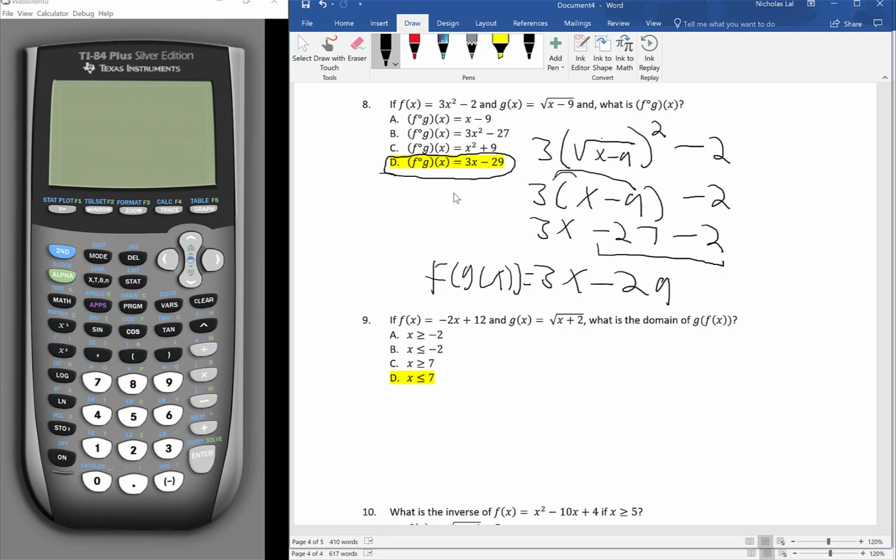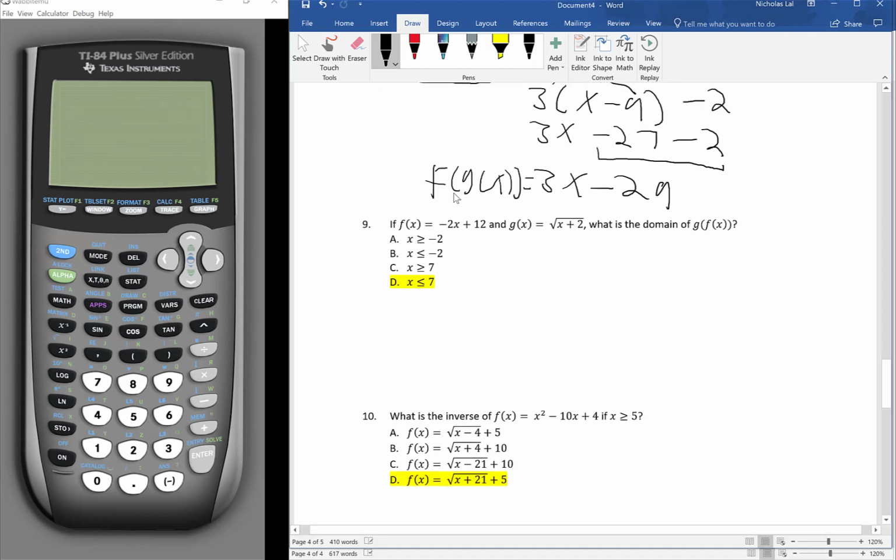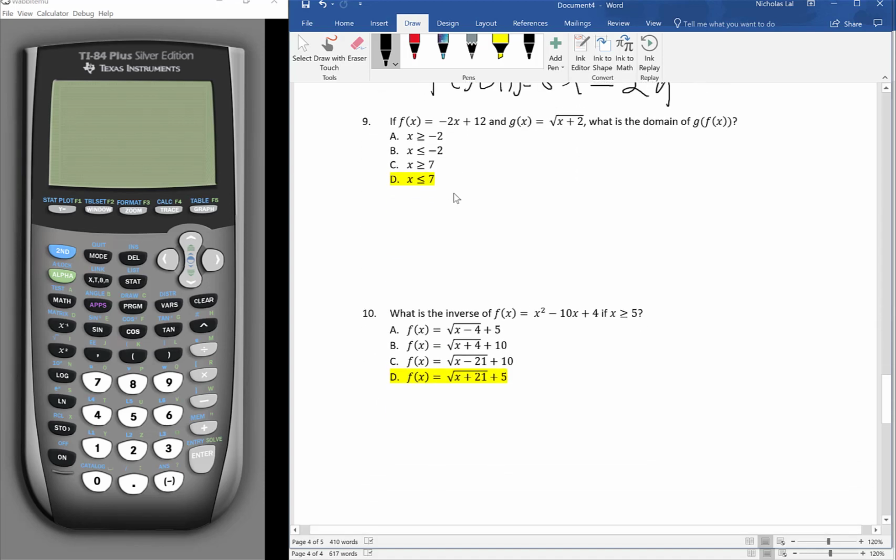Sorry for the bad handwriting, guys. Moving on to problem number 9. If f of x is equal to negative 2x plus 12, and g of x is equal to the square root of x plus 2, what is the domain of g of f of x?